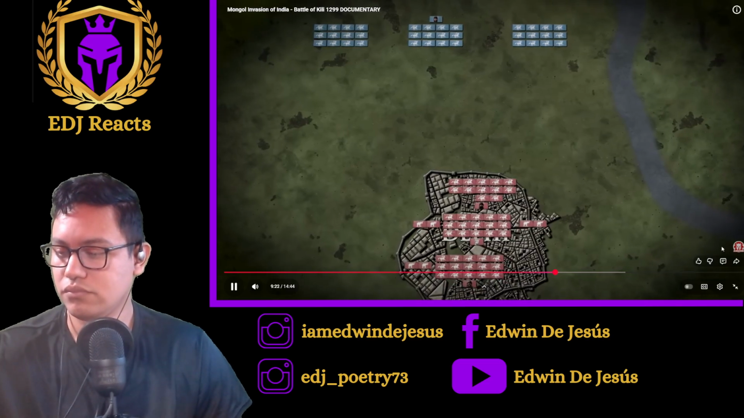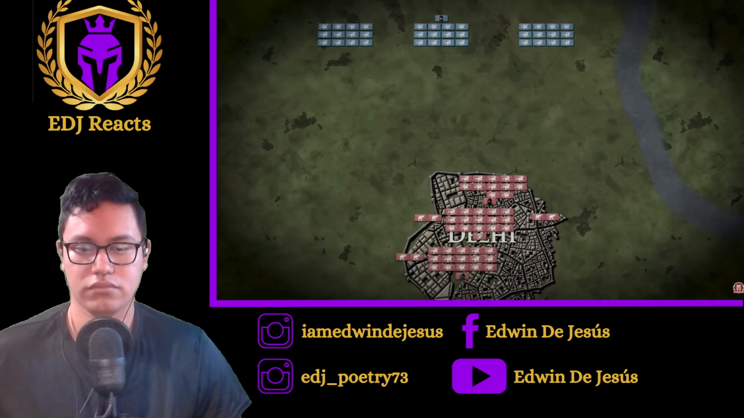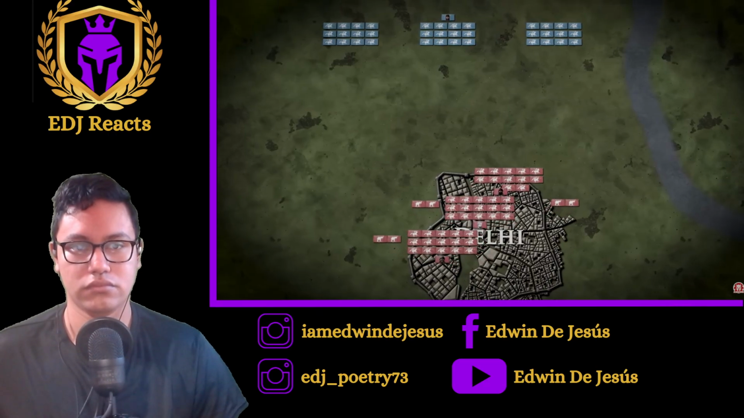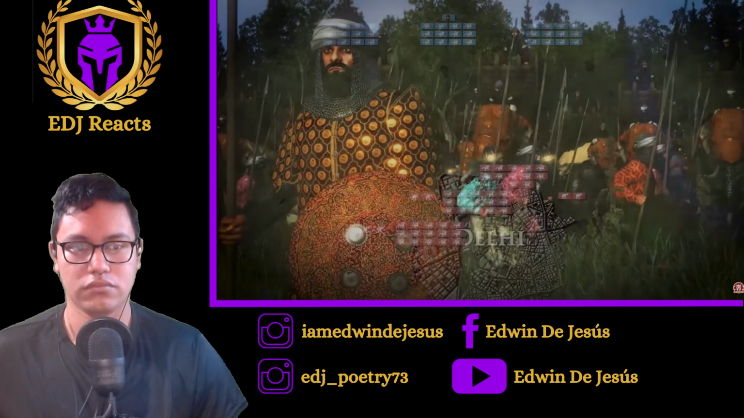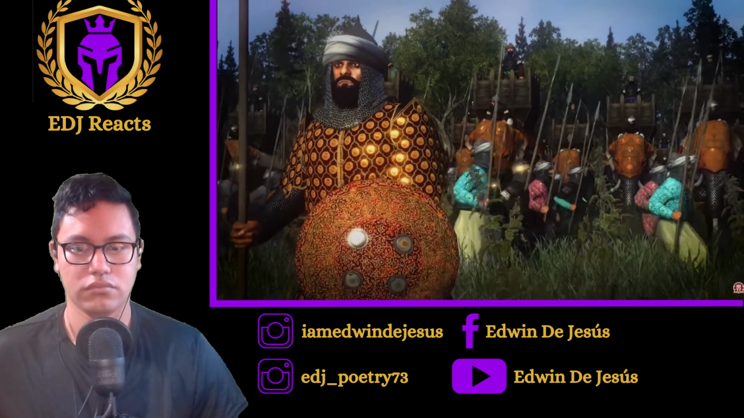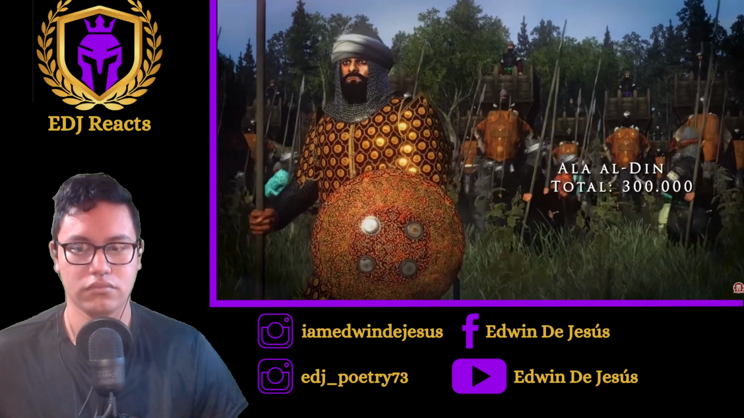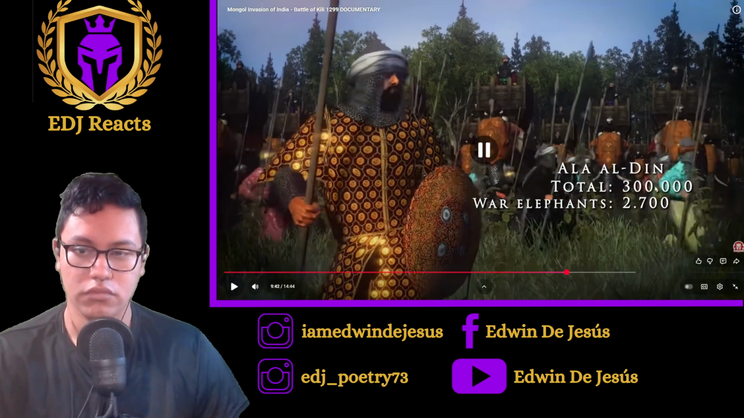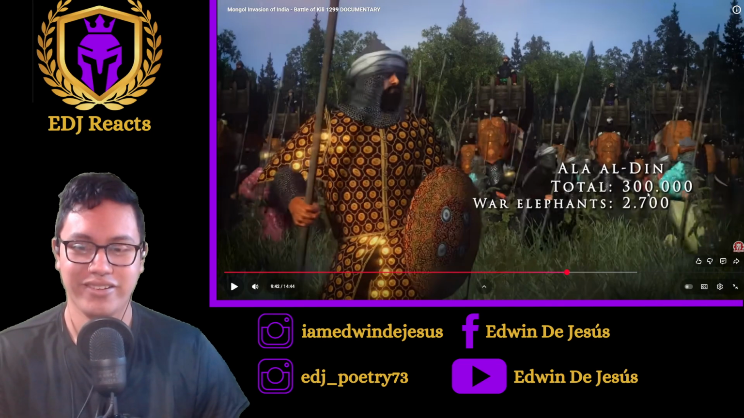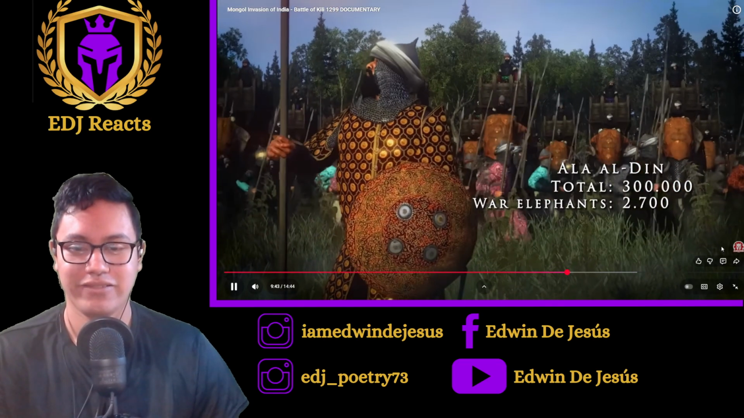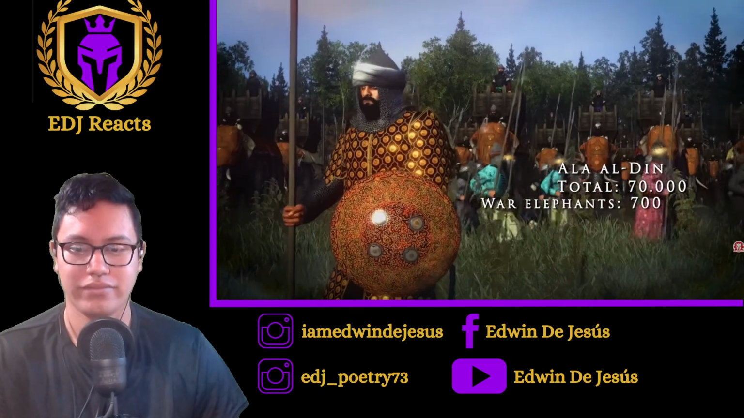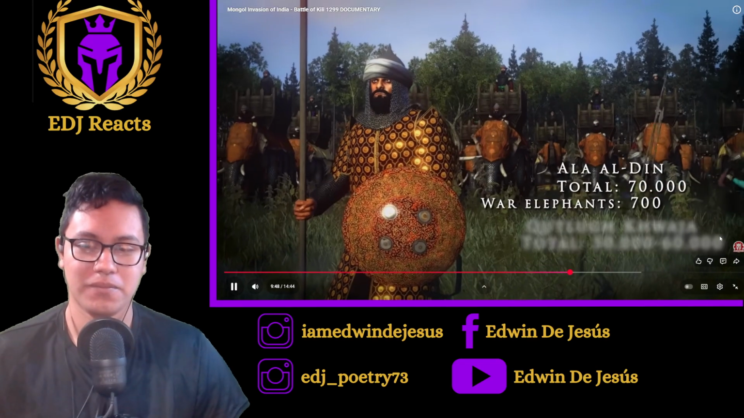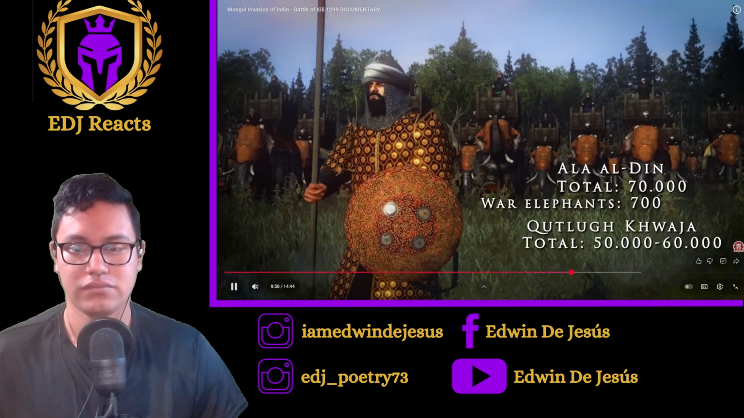Ala al-Din trusted his sword, however, and raised what forces he could. He marched out 15 miles north of Delhi and met Kutluk Khwaja at Kili. Sources describe Ala al-Din as having an army of 300,000 with 2,700 war elephants, but modern historians give a more feasible number at around 70,000 with 700 elephants. That's insane. Yeah, that makes more sense. Still outnumbering the 50 to 60,000 Mongols.